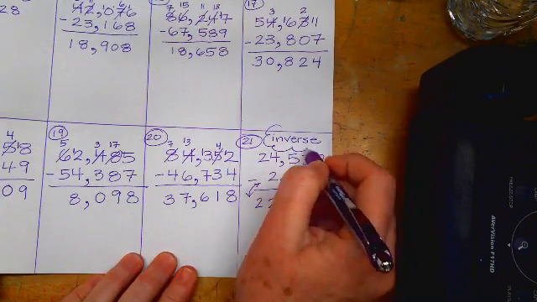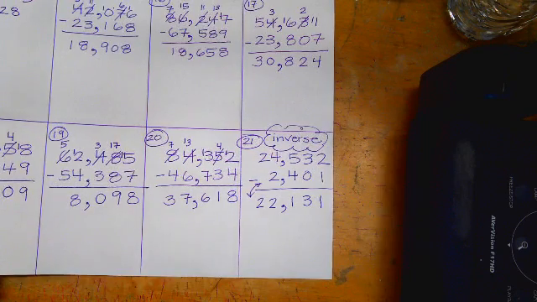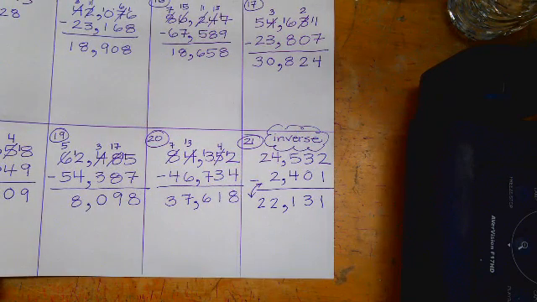Here's the check step. I'm going to take these 2 numbers because addition and subtraction are called inverse operations. That word looks like this.